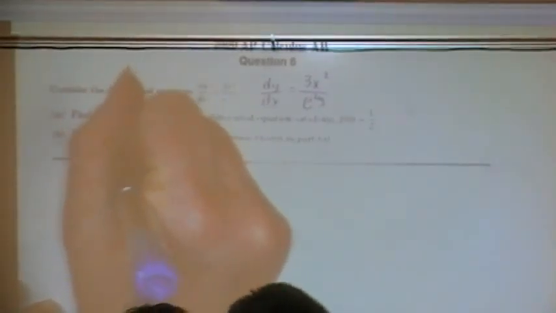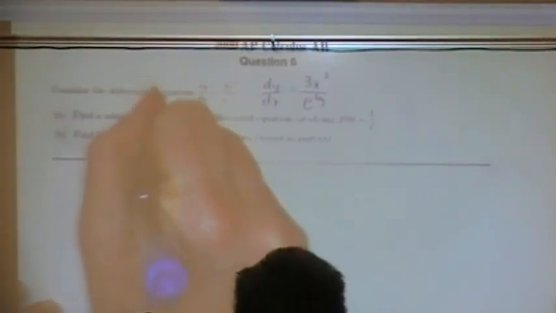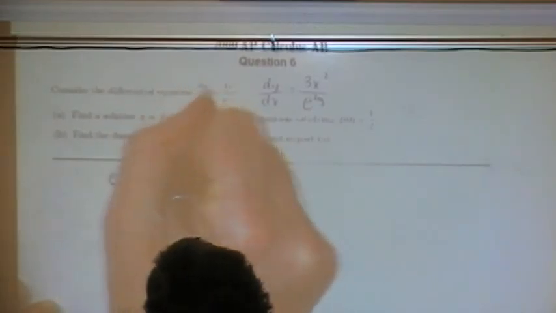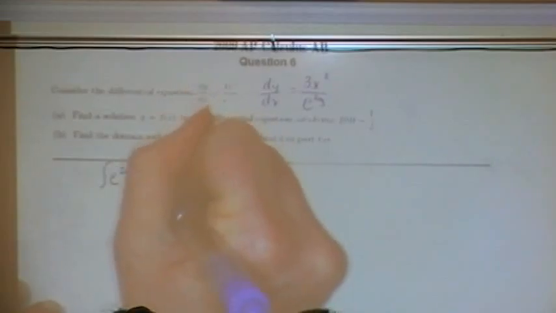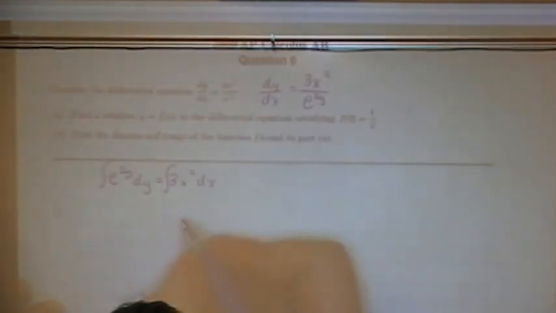E to the 2y dy equals 3x squared dx. Put the integrand, did y'all do that? Yes. Okay, so see, maybe you did good. Okay, so now, alright.